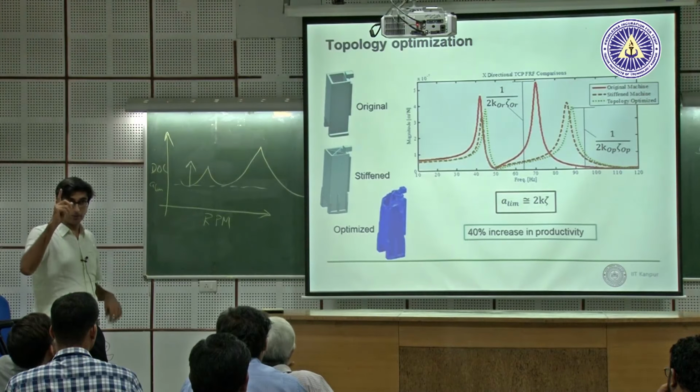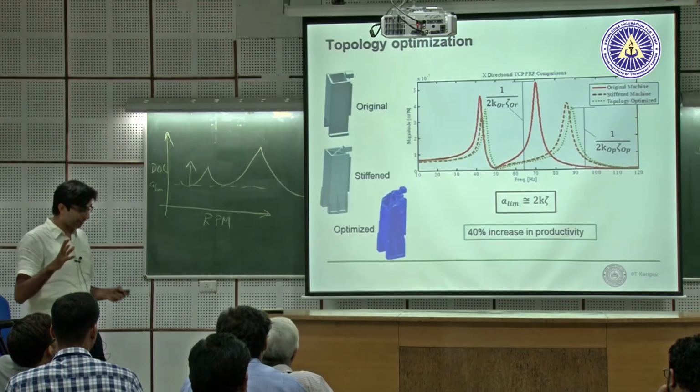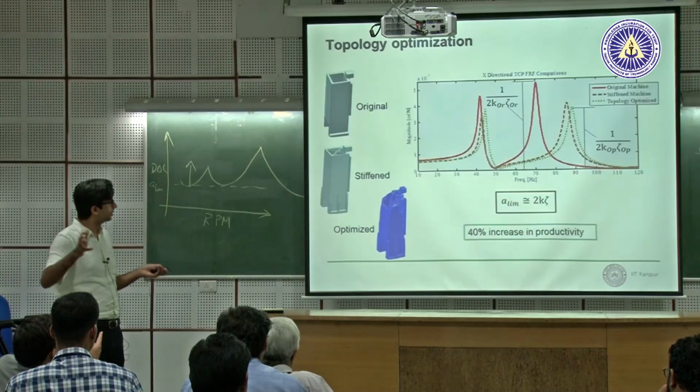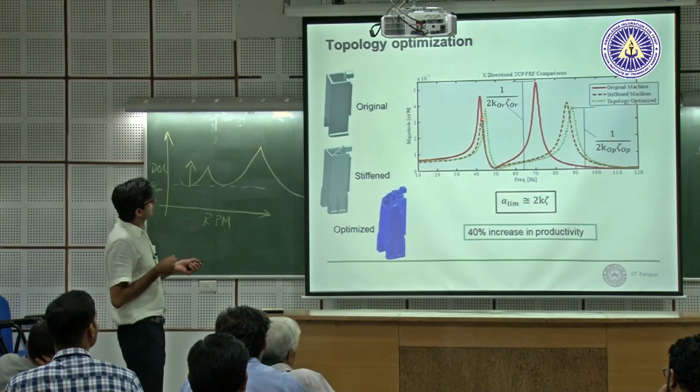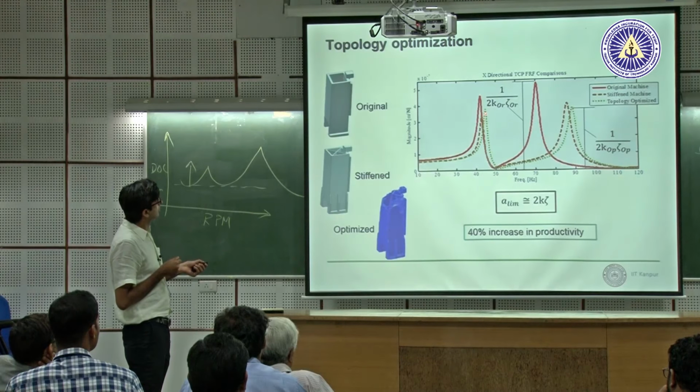One element in the machine. Let's take this idea and apply it to the entire machine. Sorry. Go ahead. First peak, the topology optimized one has actually reduced the dynamic stiffness from the first one.